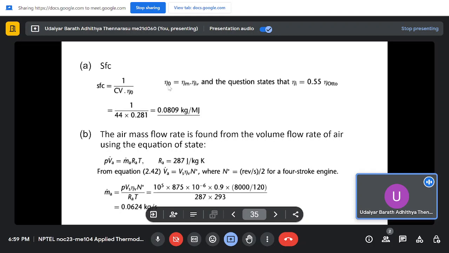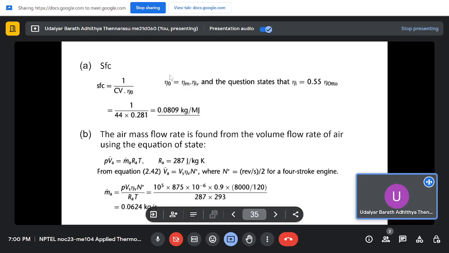So we will get 1 by calorific value into overall efficiency, or thermal efficiency. So we know that overall efficiency is the mechanical efficiency into indicated efficiency. Indicated efficiency is the indicated power divided by the energy provided by the fuel, m dot f into cv. That is indicated efficiency. And mechanical efficiency is brake power by indicated power. So we can find out overall efficiency is brake power by m dot f into cv. So that gives you the relation.